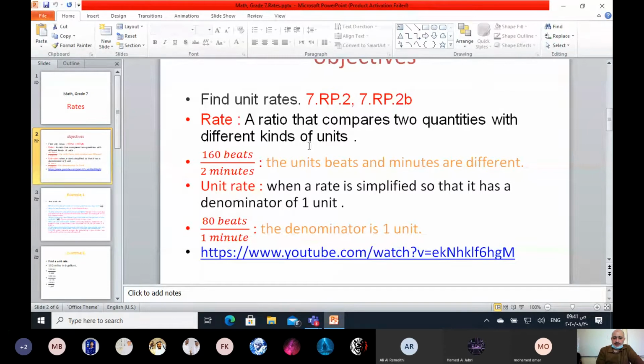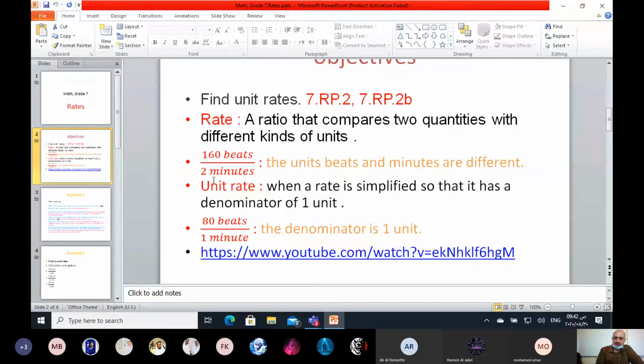For example, if we have a fraction, the name of this fraction is ratio. As you see here, up in the numerator we have 160 beats for the heart, and down in the denominator we have 2 minutes. Beats and minutes are different units. So when you compare between different units, the name of this fraction will be what? The rate. So this is the meaning of the rate.